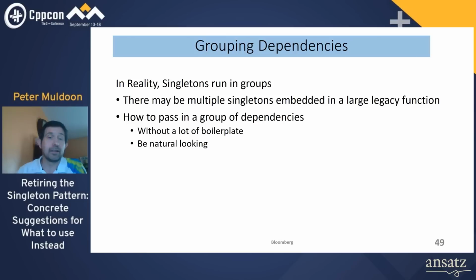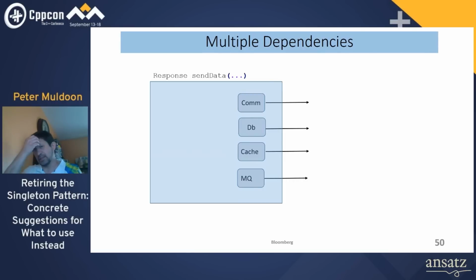I'm going to replace them with the equivalent number of wrappers. So how do I pass in a group of dependencies without a lot of boilerplate, and in a way that's natural to how we code? This would be the dependency graph here. They don't depend on each other, but my function does depend on them.